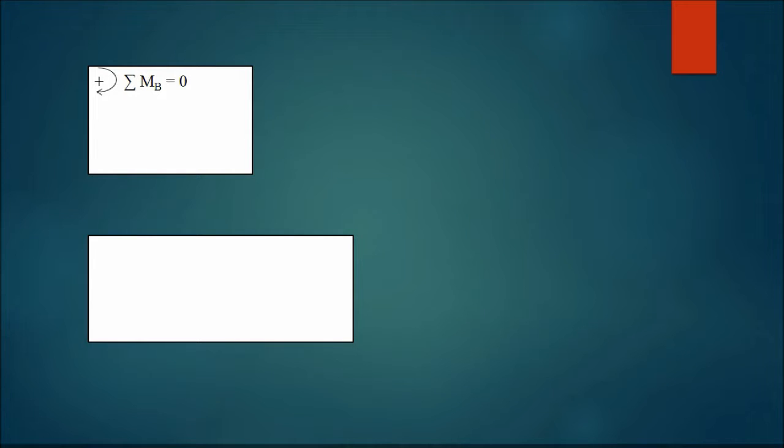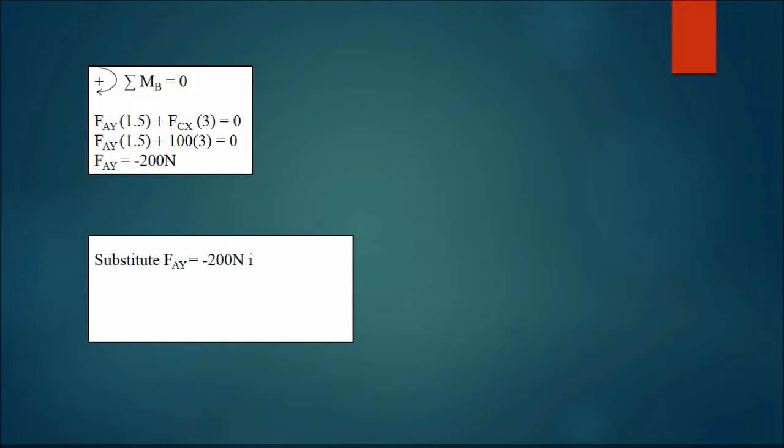Sum of moment at B equals 0. Fay multiplied by 1.5 plus Fcx multiplied by 3 equals 0. Fay multiplied by 1.5 plus 100 multiplied by 3 equals 0. Fay equals negative 200 Newton. Substitute Fay equals negative 200 Newton in equation 1. Negative 200 plus Fby plus 0 equals 0. Fby equals 200 Newton.